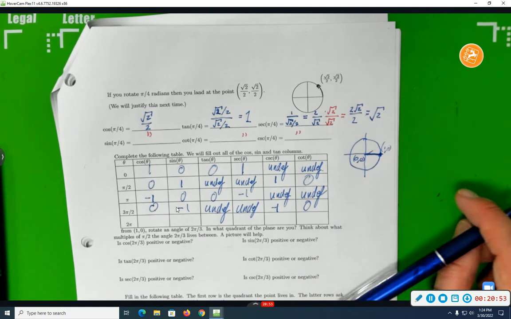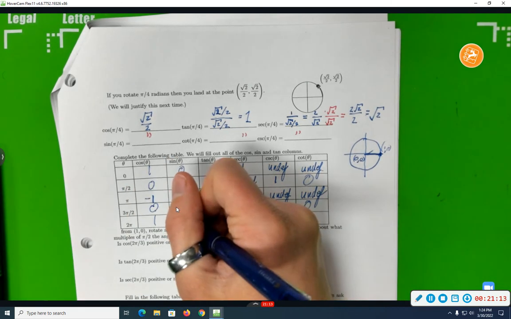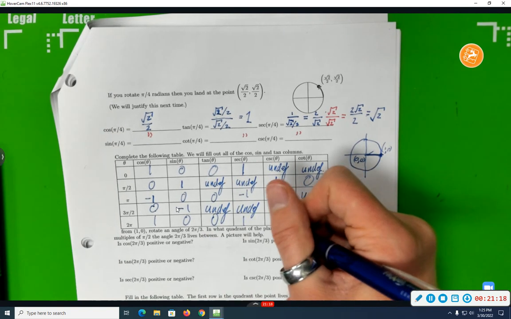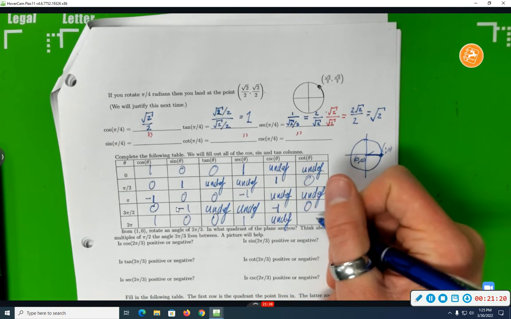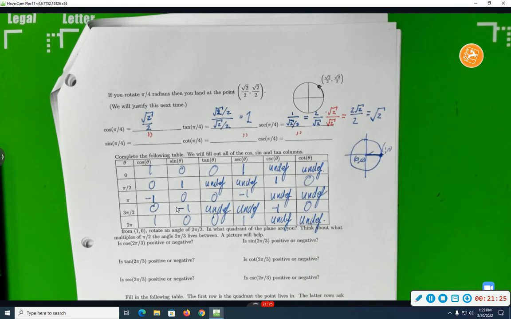All right. Now for 2 pi. If you start at 1, 0, and you rotate by an angle of 2 pi, what point do you land on? 1, 0, right? 2 pi is all the way around the circle. You're at the point where you started. So what's the cosine of 2 pi? Sine? 0. Tangent? 0. Secant? 1. Cosecant? Cotangent. Groovy. People feel pretty good about that? Nice.